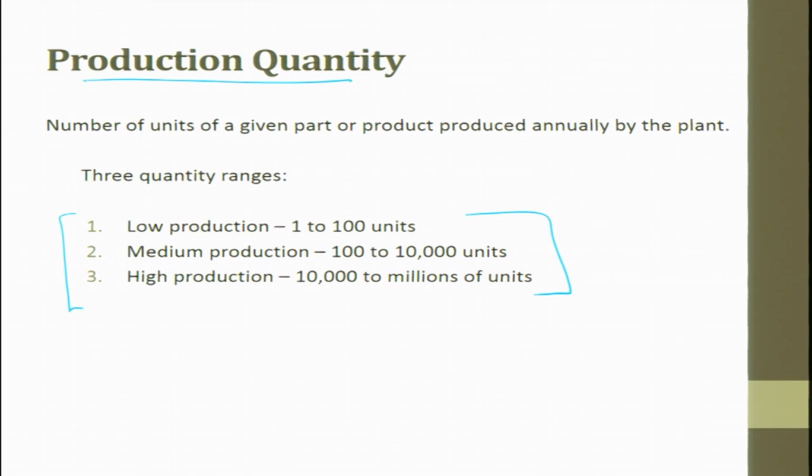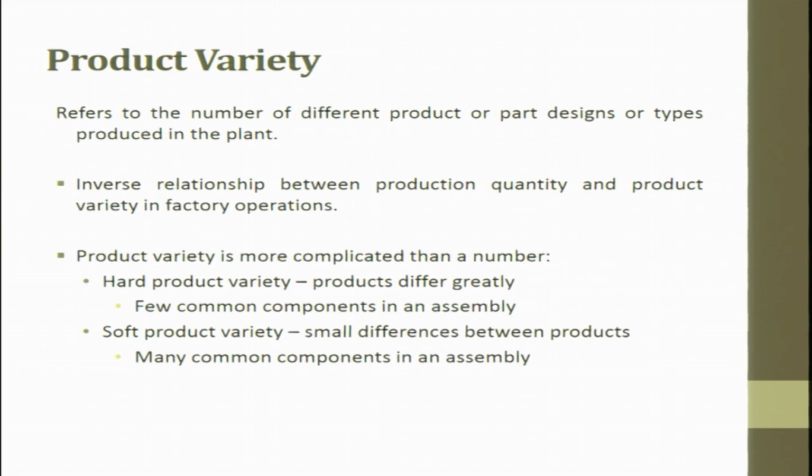By looking at the production quantity, the layout of the factory is changed, the machine purchase is changed, and hard automation or soft automation is considered. So, production quantity plays a very important role even in understanding the plant layout. The product variety refers to the number of different products or part designs or types produced in a plant. An inverse relationship between production quantity and product variety is established in factory automation.